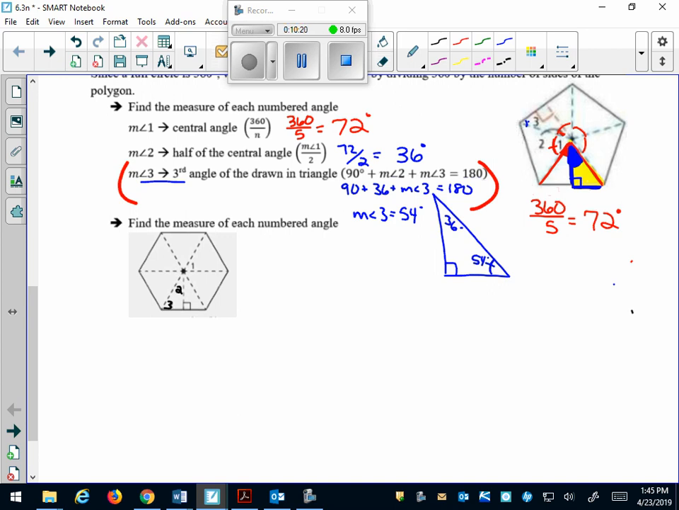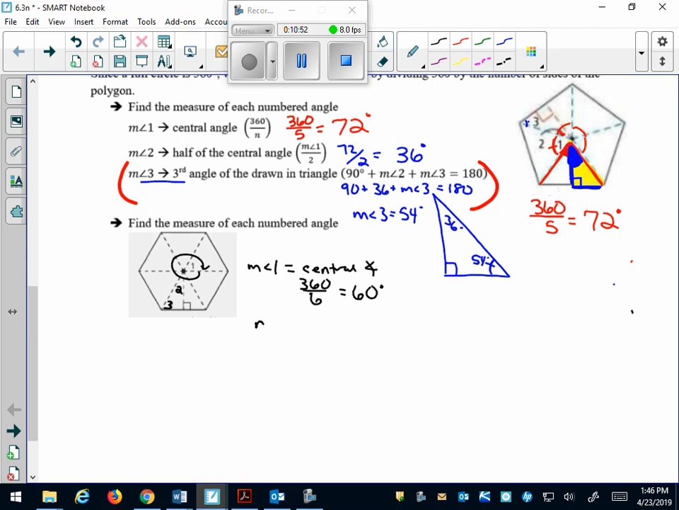Okay, so find the measure of each numbered angle. Measure of angle 1 is a central angle. So how do we find the measure of that? How many degrees is it all the way around? 360. Cut into 6 equal central angles. So what's the central angle going to be? 60 degrees each. Good.